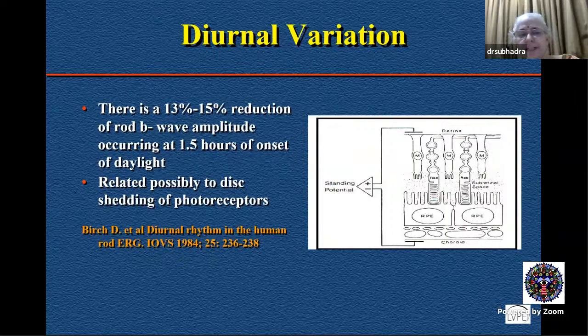Then there's a diurnal variation. So it is known that if you do ERG in the morning versus evening, the photoreceptor shedding is different in the night and in the morning.